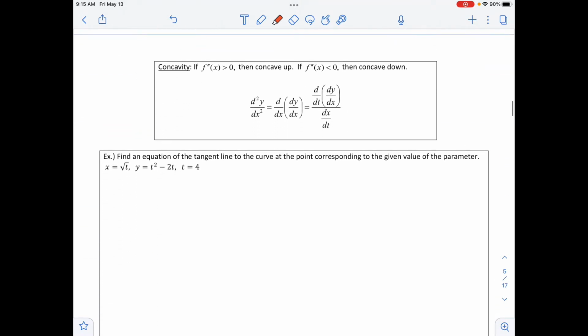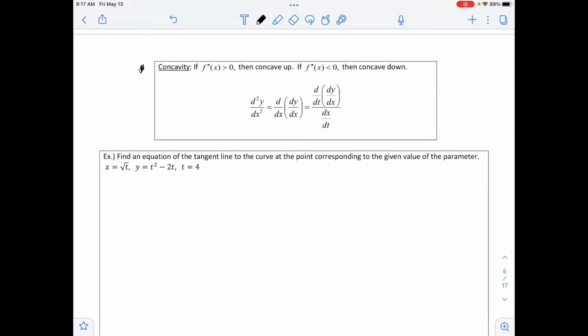And then on the next page, it says concavity, which if we remember was our second derivative. We talked about that back in Calculus 1. And so concavity, it says if the second derivative is greater than 0, then it's concave up, and if the second derivative is less than 0, then it's concave down. So the formula for us, d squared y over dx squared, taking that second derivative, is written there. The example right below says find the equation of a tangent line to the curve at the point corresponding to the value of the given parameter.